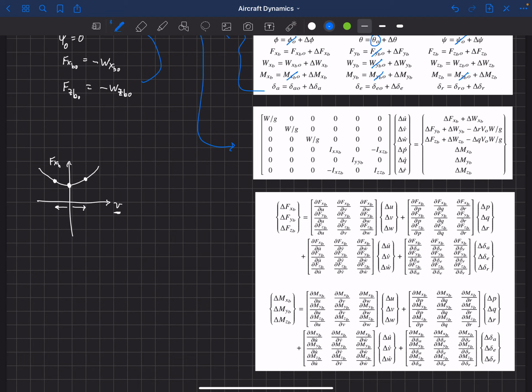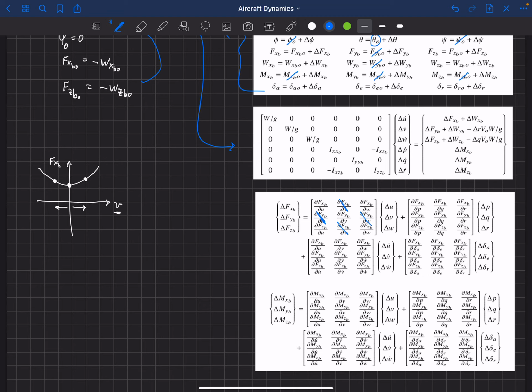For example, this next one, so that guy's 0. This Fy with respect to u, let's talk about that for just a second. That's a force in the y direction. If you have a change in u, which is your forward velocity, should that change your y force on the aircraft? Well, no. If your aircraft is symmetric, then a change in u will not affect the y force. So that's why that drops out.